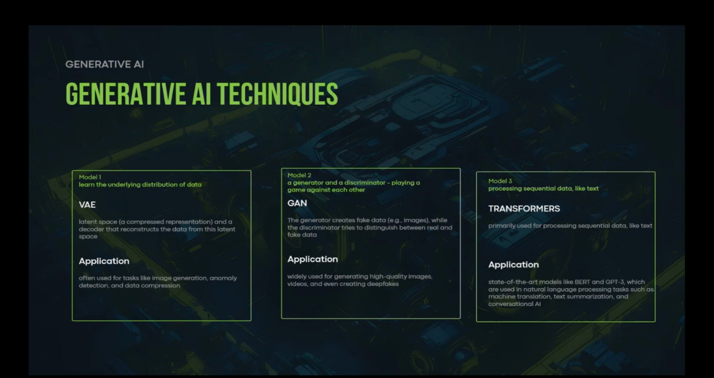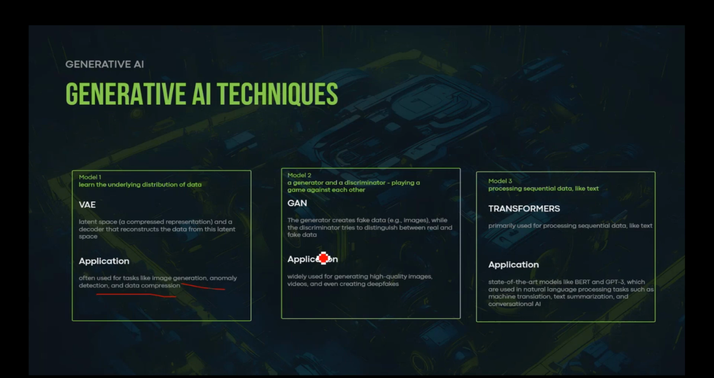Now there are three important generative AI techniques that generative AI is based on. First, we have variational autoencoders. Variational autoencoders are a type of generative model that uses neural networks to learn the underlying distribution of data. They consist of an encoder that maps input data to a latent space. We'll talk about it in some time. The latent space is then converted into your final output.